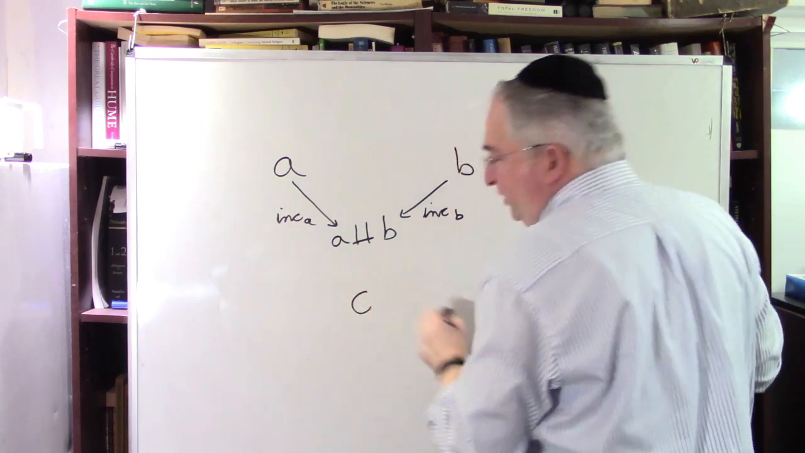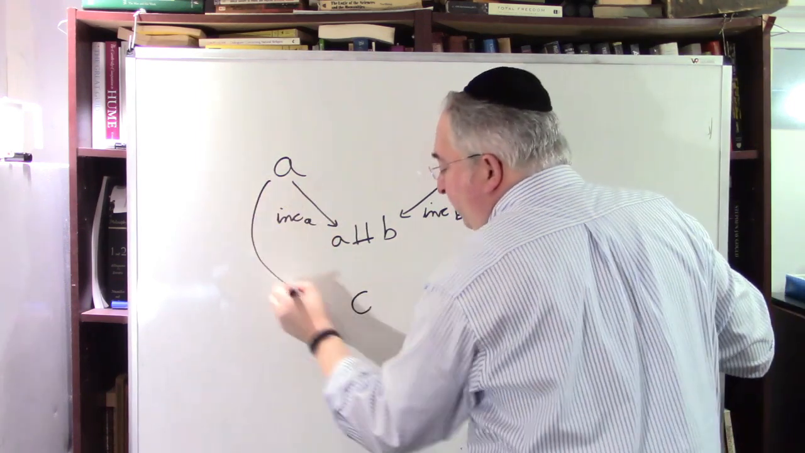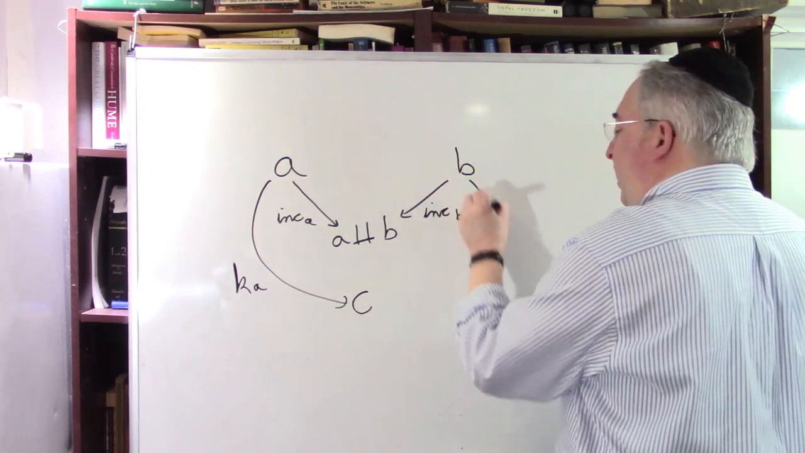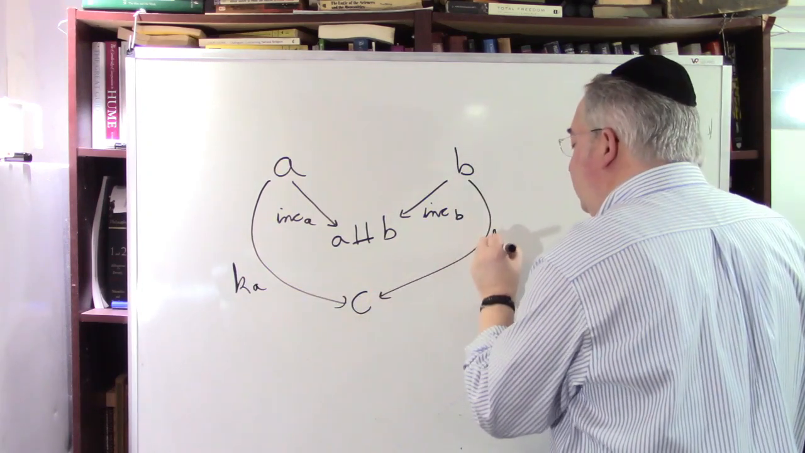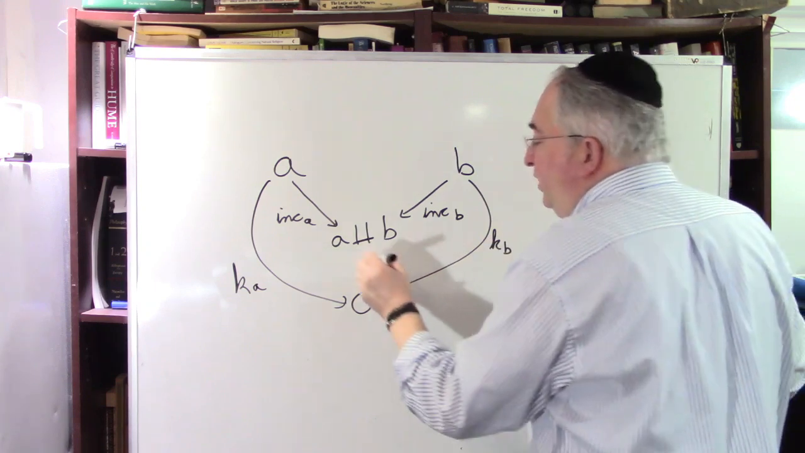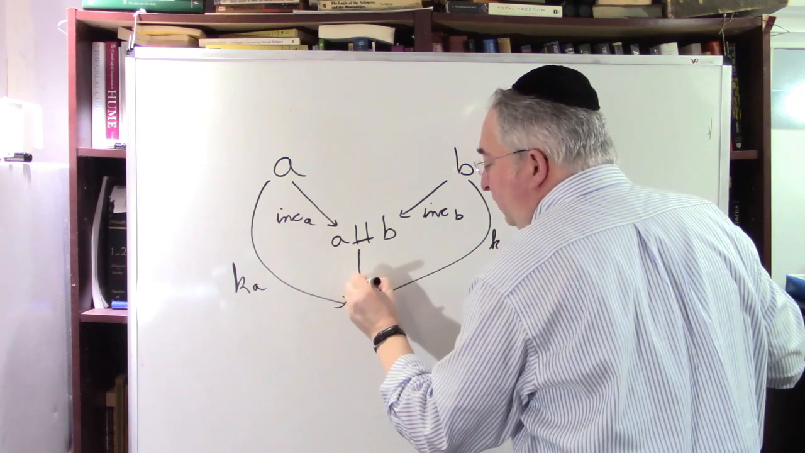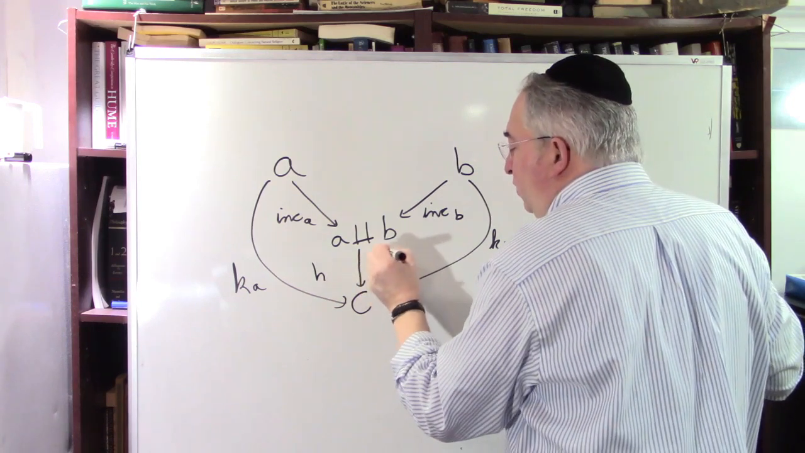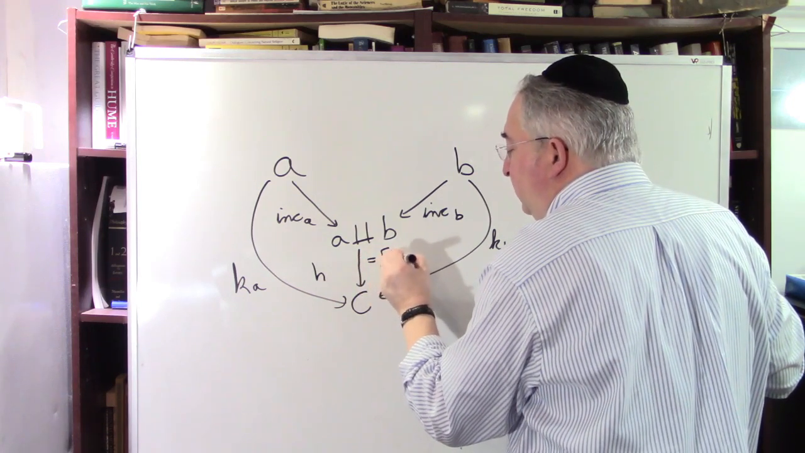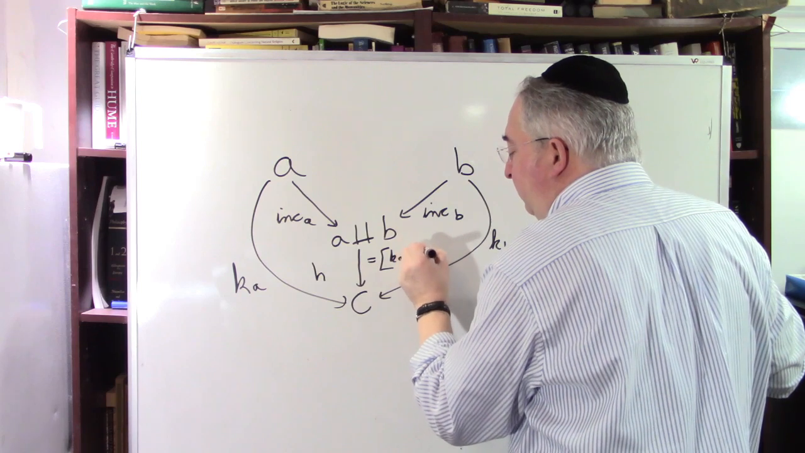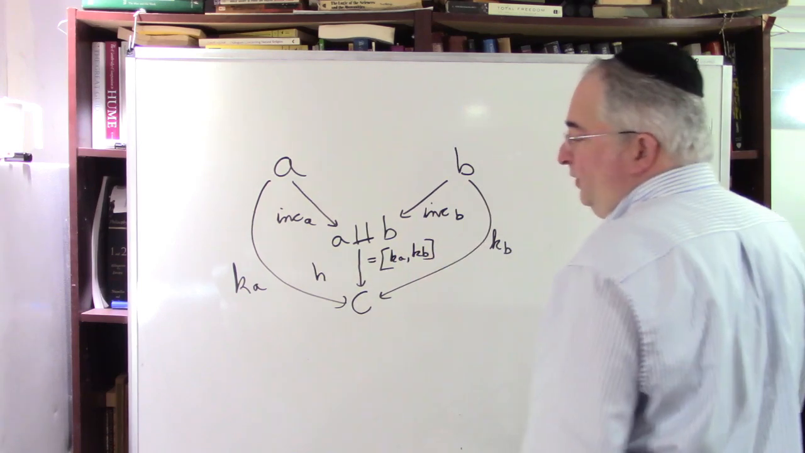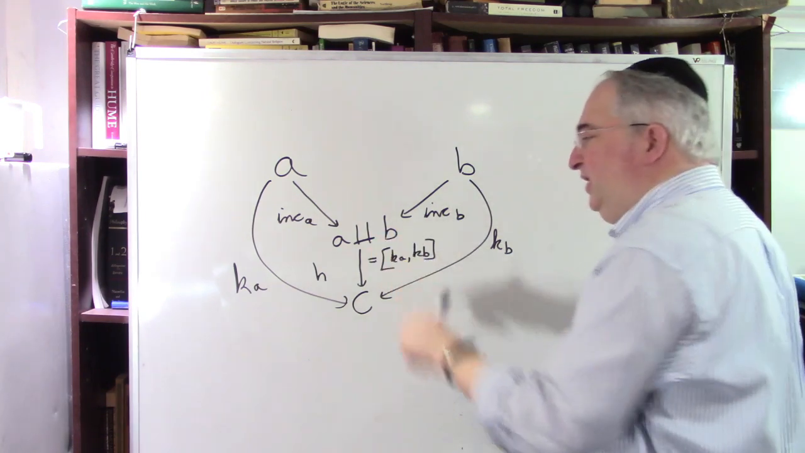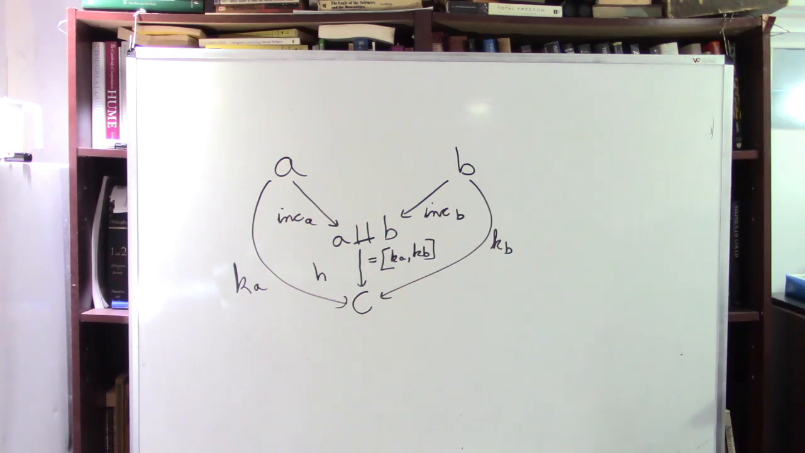For any object C, for any map K sub A, for any map K sub B, there is a unique map H, which we call K sub A comma K sub B, that makes these two triangles commute. That makes this a coproduct.